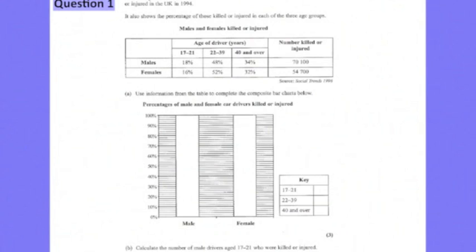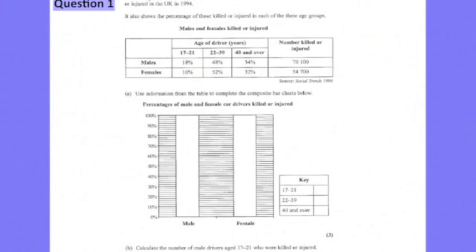Question number 1. The table gives information about the number of male and female car drivers killed or injured in the UK in 1994. It also shows the percentage of those killed or injured in each of the 3 age groups. Use this information from the table to complete the composite bar charts below. So we have the information here for the percentages. We have a key where we can fill them in, and we have bars here ready for male and female.